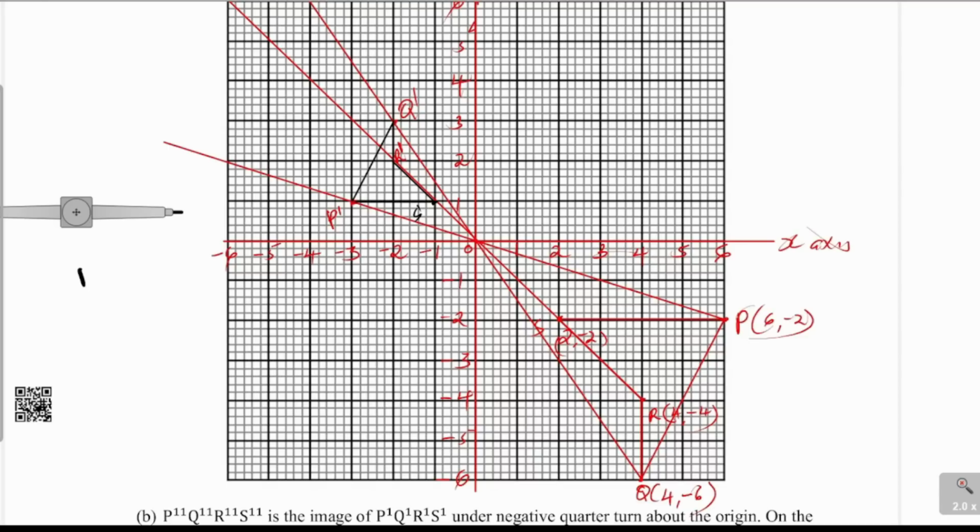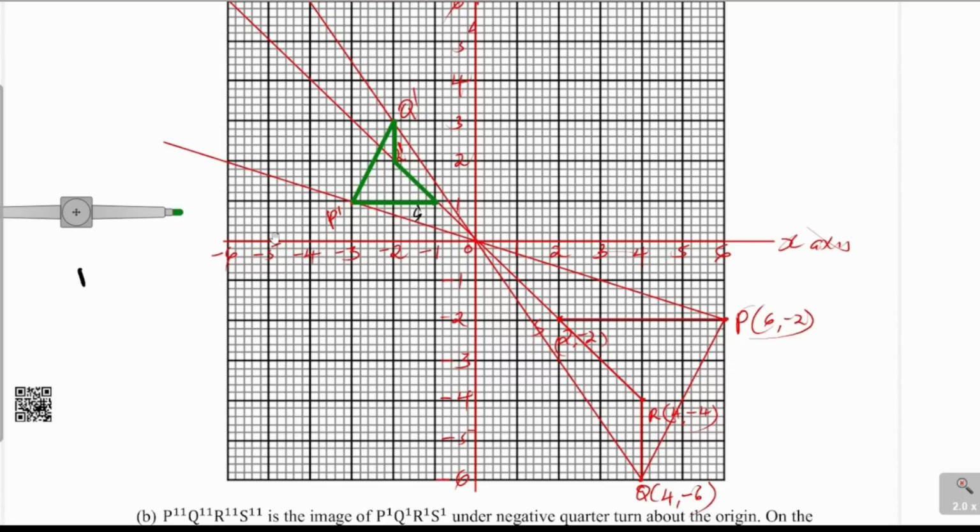Let me use different colors so that you can see it. So we have P1 to Q1, then to R1, then to S, and that will be the quadrilateral. So that is the quadrilateral P1, Q1, R1, S1. So we're done with the first part.